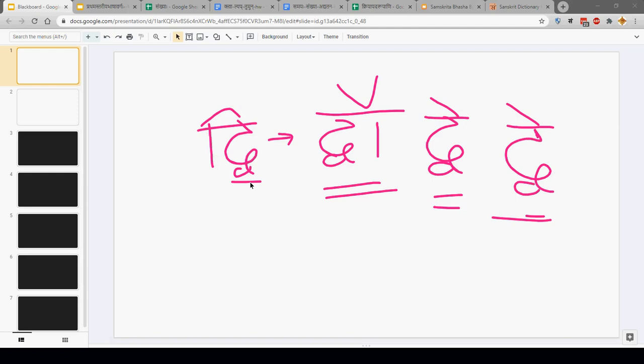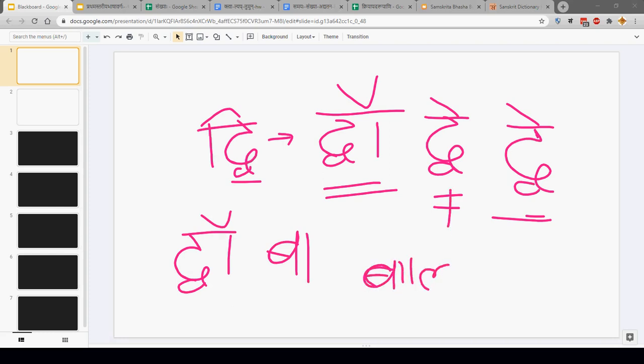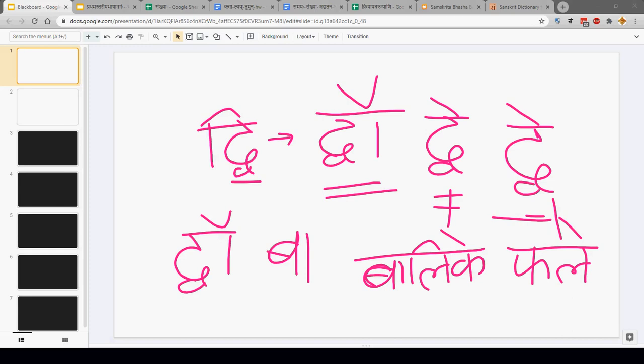So if the number of objects we are referring to is 2, then it becomes dvau balakau. Similarly, this becomes dve balike, because balike is the dual form of balika, and dve similarly phale. If you look up the vibhakti table, this is phale. Dve phale.